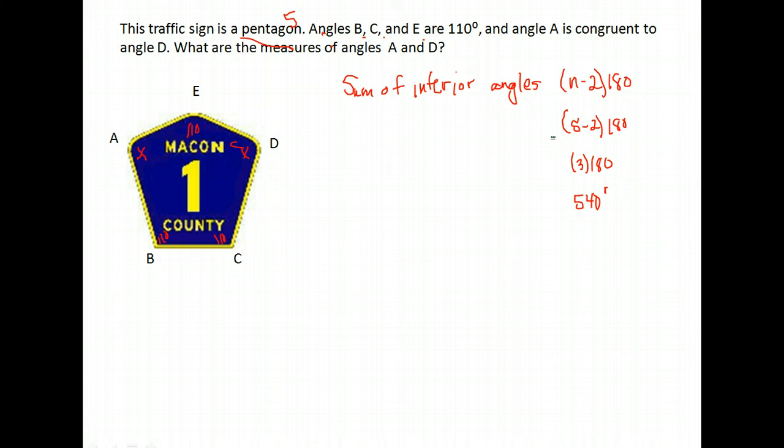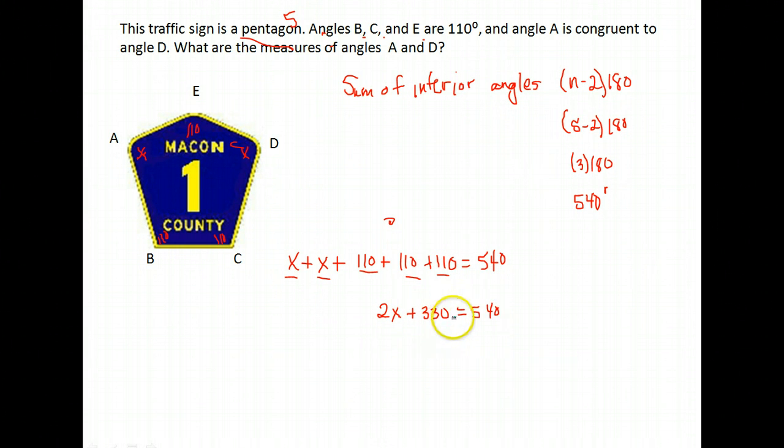So that means if we add all of these angles together, we should get 540. So that's the equation we're going to use. We had an x and another x, that was angle A and D, plus angle E was 110, angle B was 110, angle C was 110, and again, those should total 540 degrees. Okay, let's simplify. So I have an x and an x. I can add those together and get 2x. I have 110, 110, and 110. If I add those together, I have 330.